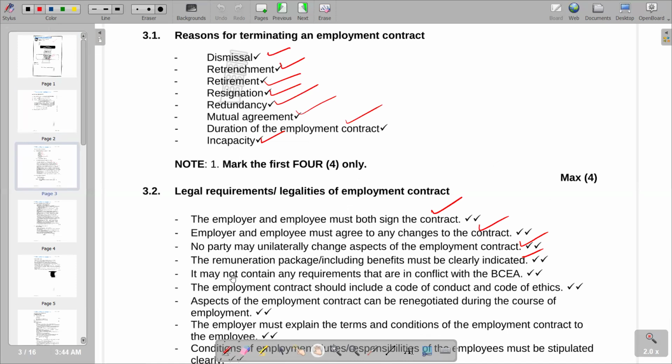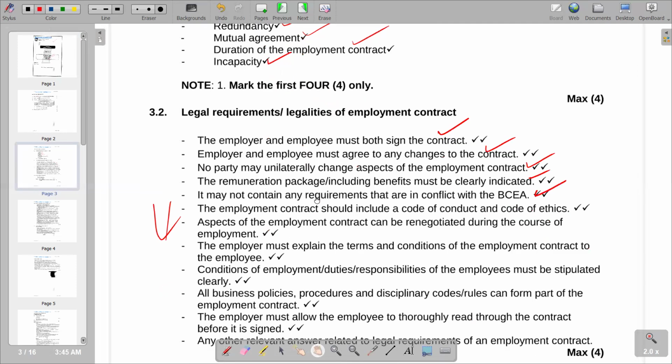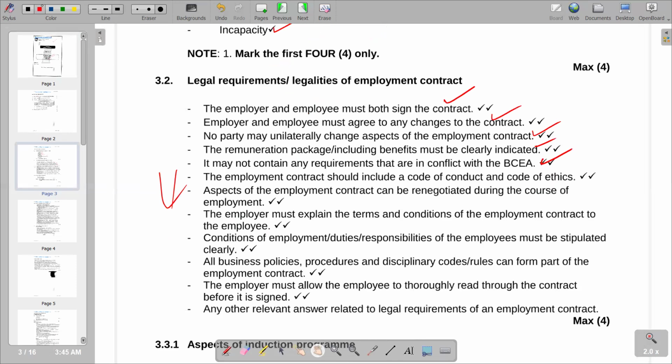If you look at the next one, it says it may not contain any requirements that are in conflict with the BCEA. So it doesn't have to go against the BCEA. Remember, our question only requires 4 points, so we can see that we have almost 5 that we raised there. We have other points given in our other sections that we can also include, going down up to the last point. Any point that we have there can be marked correct.